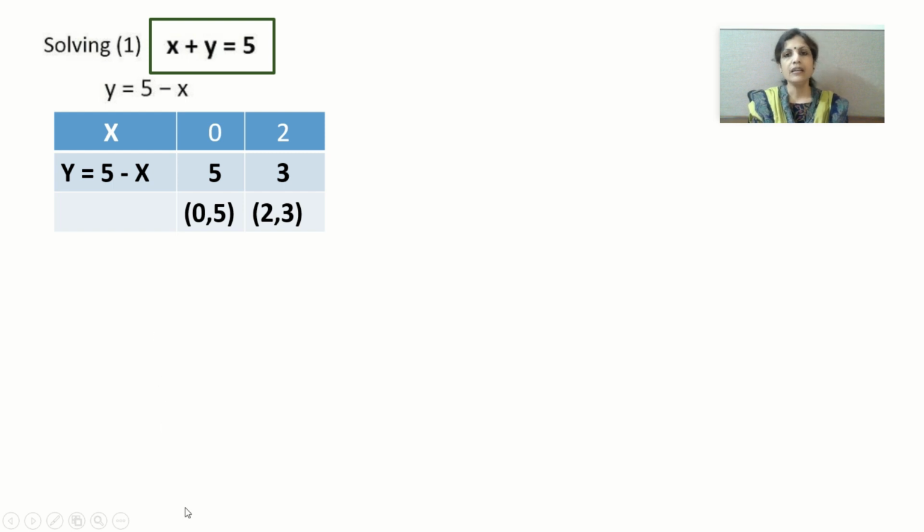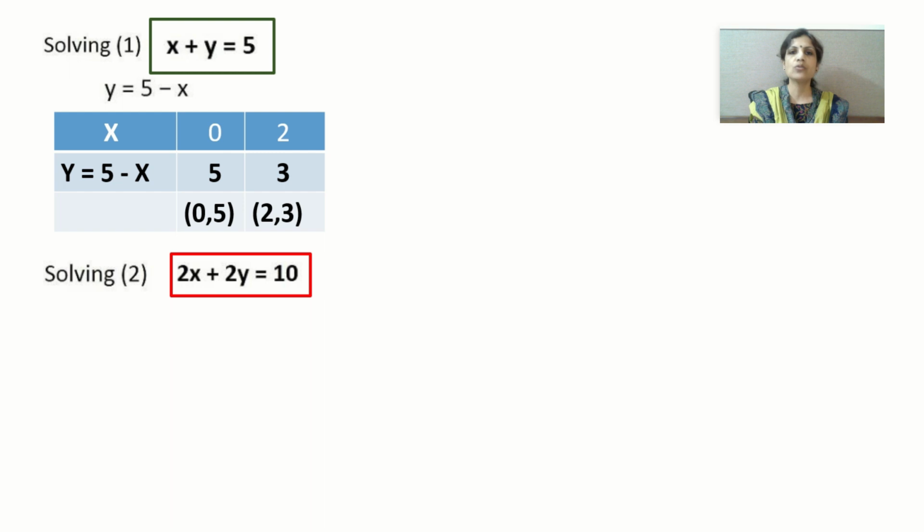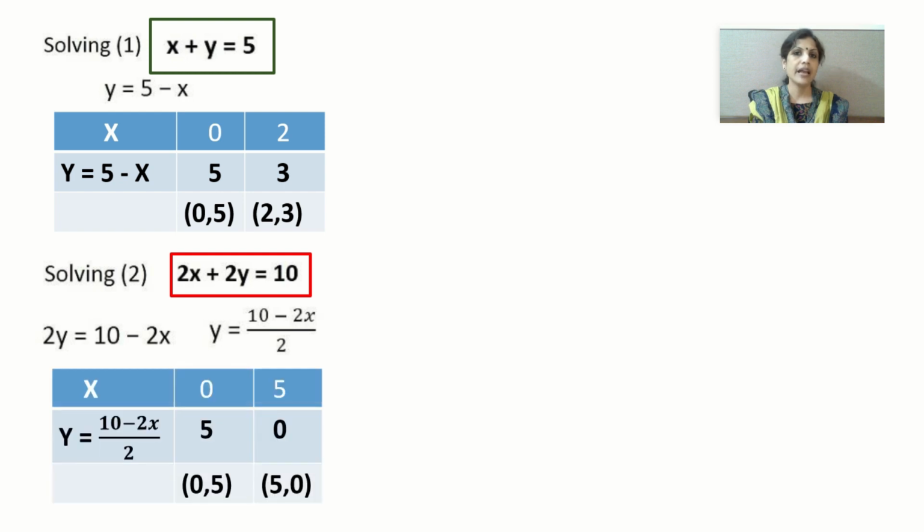Alright, then solving the next equation, 2x plus 2y is equal to 10. We'll keep y on left side, so 2y is equal to 10 minus 2x. So y is equal to 10 minus 2x upon 2. We got the value of y in fraction, so let's find out the coordinates, x and y coordinates. Now here, if I substitute x is equal to 0, then I get y is equal to 10 by 2, which is 5. So our first coordinate is 0, 5.